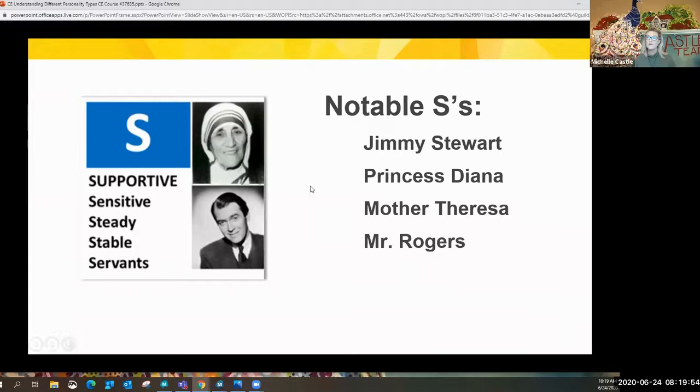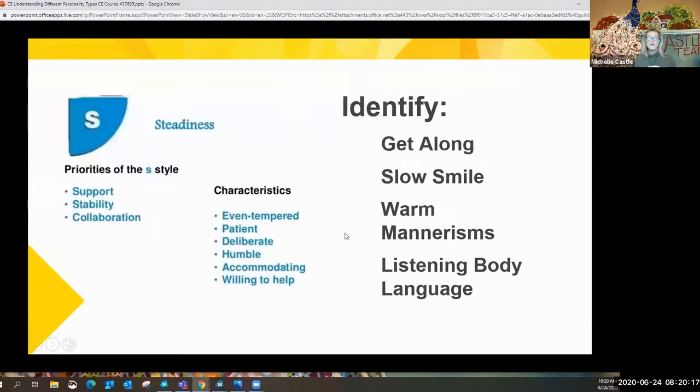So your S's. Now your S's are more of your supportive, sensitive, steady, stable, servant leader type personalities. If you think about some of your famous S's, it kind of helps you relate that personality a little bit. Just keep in the back of your mind Mr. Rogers. If someone is displaying some of those nurturing, stable traits, they're not talking so fast, they're not talking bossy, they like people, but they're just a little bit slower pace. A lot of times they're in a supportive role.